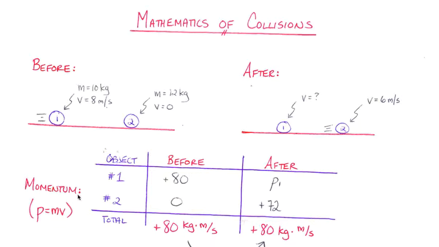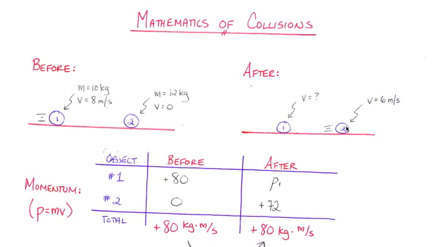I think the easiest way is to just calculate the momentum, looking at two different periods. Just like energy, we look at before the collision as well as afterwards. For object 1, the momentum before is 80, because momentum is mass times velocity, and its mass was 10 and its velocity was 8. Object 2 had no momentum because it had no velocity. So my total momentum for the system before was 80 kilogram meters per second.